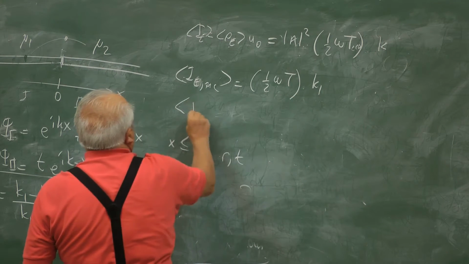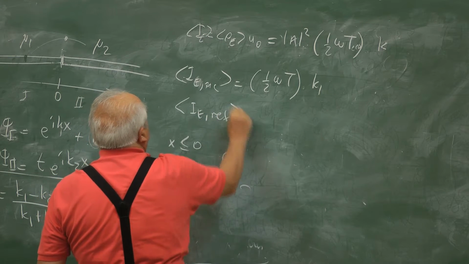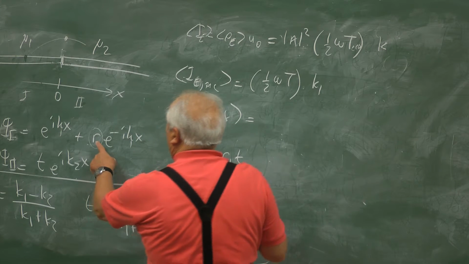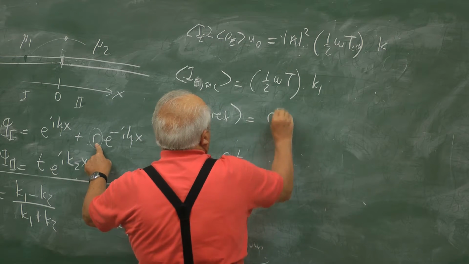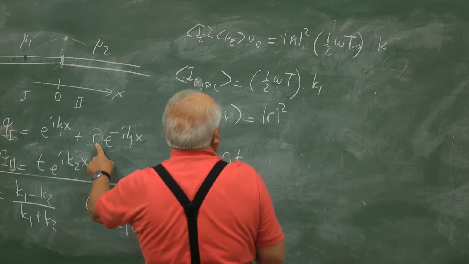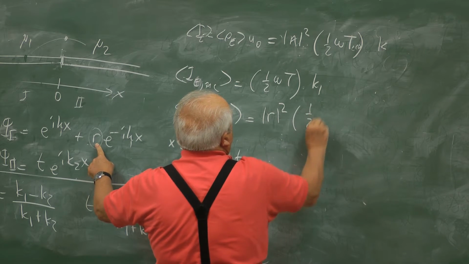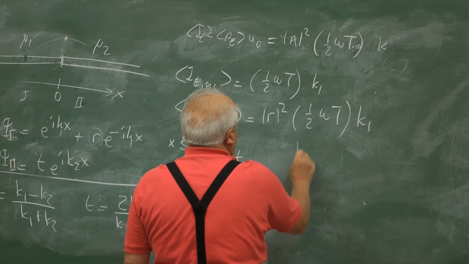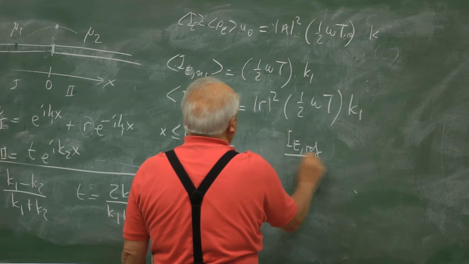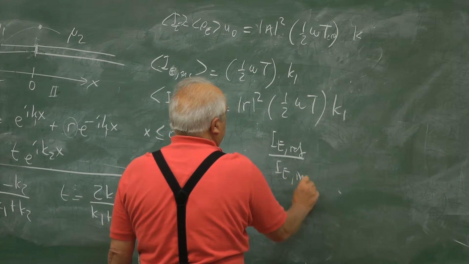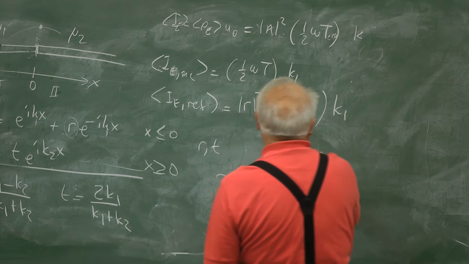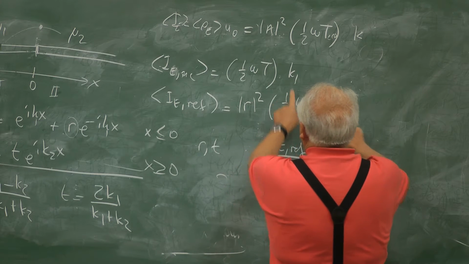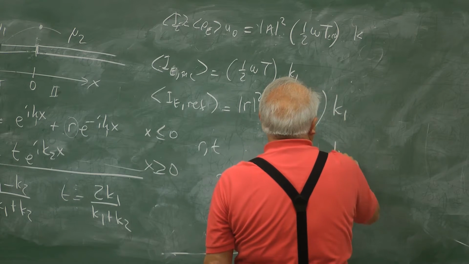IE reflected is, well, now we have R. So absolute square of that times 1/2 omega T, and again K1. So IE reflected divided by IE incident, how much of the energy is reflected back, is divide this by that, but they have the same K1, same omega 2 over T, so it is simply R square.